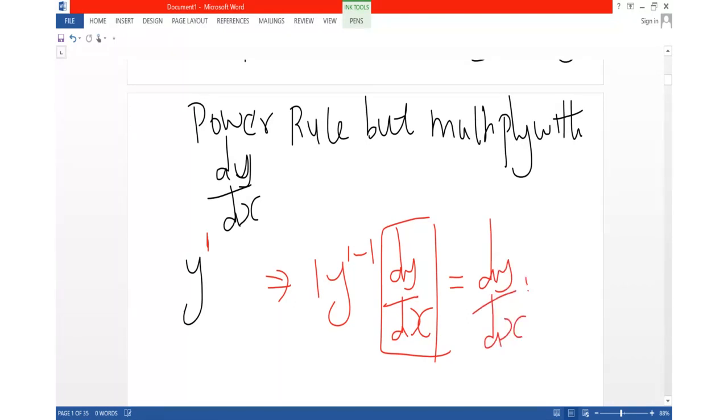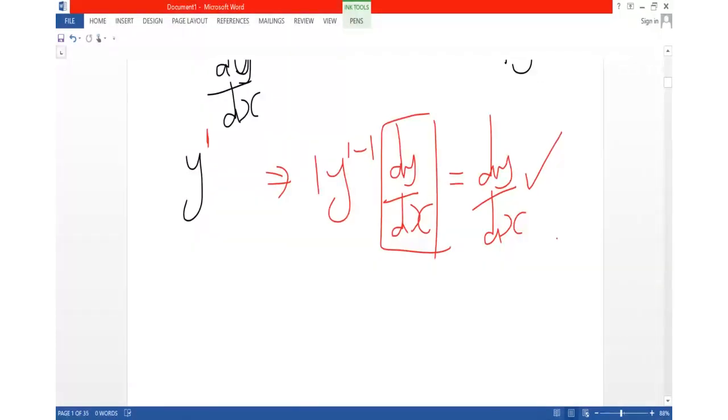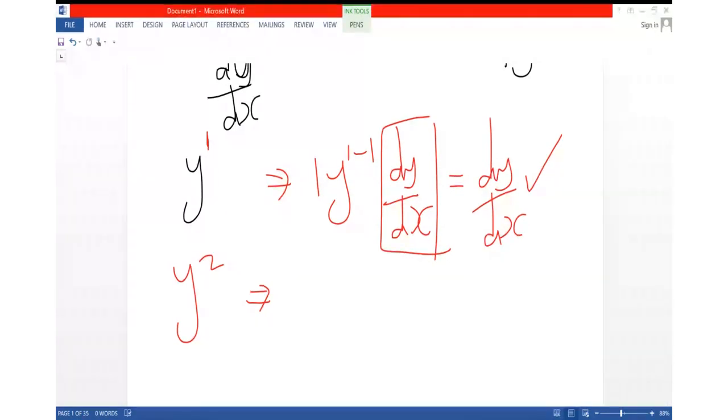When you differentiate y, at the back of your mind, I just want you to remember that you will get dy dx. Simple as that. Can we try y squared? Can someone try y squared? I want to see y squared when you differentiate. So you still use power rule, and then there's something you must add.